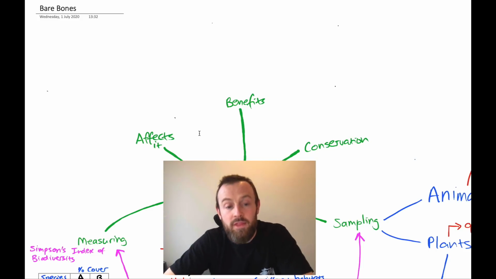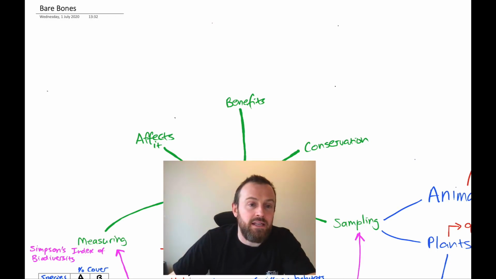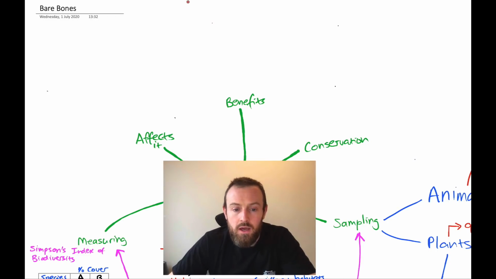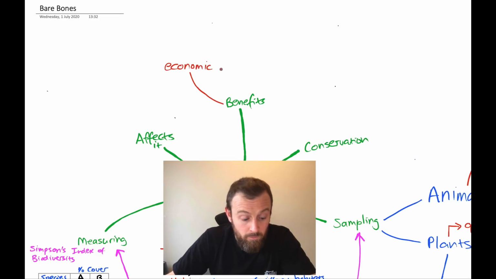Okay, so now let's look at the actual benefits of biodiversity. We've talked a lot about it, but why should we really care about biodiversity? Well, we can first of all divide this up into a few key different areas. So let's look at the economic benefits, the ecological benefits, and the aesthetic benefits of biodiversity. So first of all, let's lay out our subheadings: economic, ecological, and aesthetic.